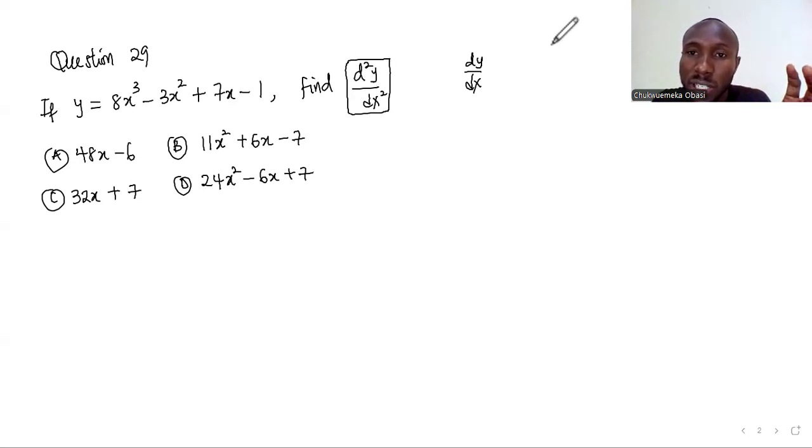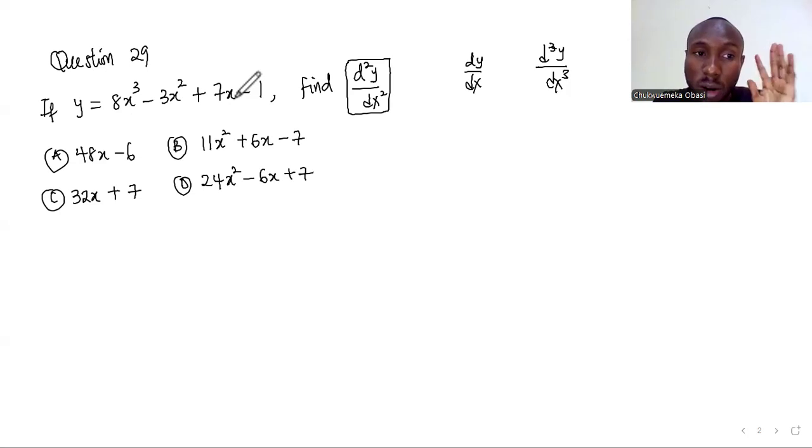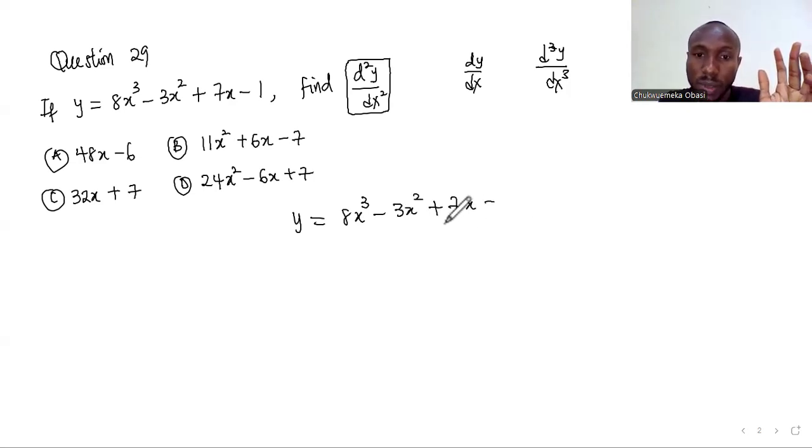When you see it in this form, d cubed y dx cubed, that means they are calling for third differentiation. They want to differentiate the function three times. So I'm sure this concept is not complex to understand. So now, in this problem, they want to differentiate the function twice. In other words, they want you to find the second derivative of y with respect to x. So let's get started. Now we're given y is equal to 8x cubed minus 3x squared plus 7x minus 1. I'm sure you all know how to differentiate at this point.